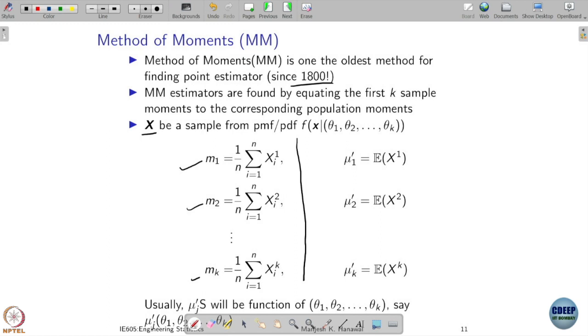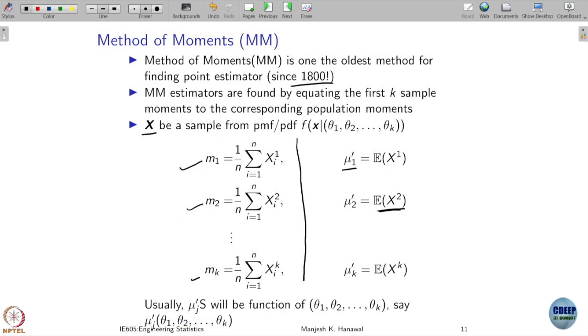Now, my underlying population distribution has certain parameters. The mean will be related to those parameters, right? Somehow I will write that, and the actual second moment will also be related to the parameters. I will find that relation, exactly how the moments are truly related to the parameters. The actual first moment, actual second moment and the kth moment will be functions of my underlying parameters theta 1, theta 2 up to theta k.